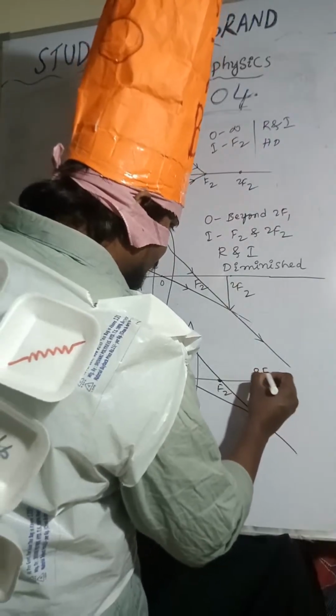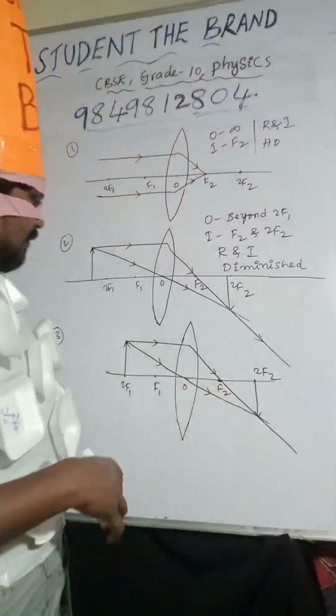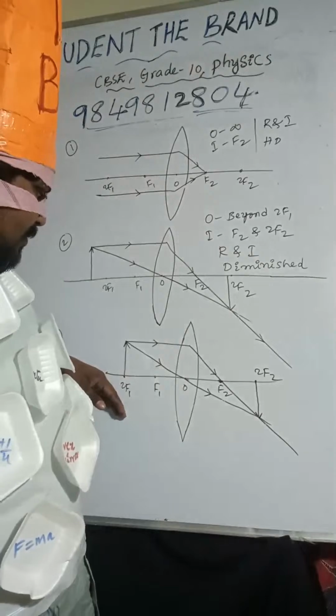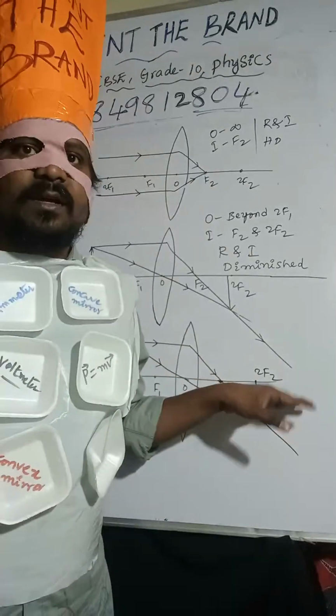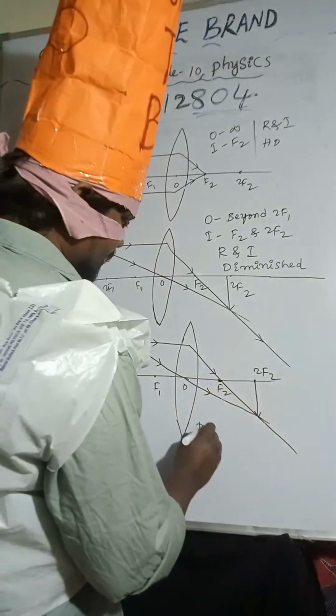Here to f2. Okay, so object is placed at 2f1. Image will form at 2f2. Nature of the image is real and inverted and same size.